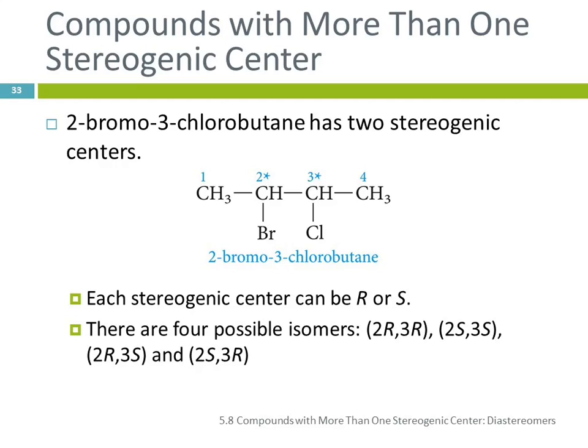Each of them can be R or S. And so then you have 4 different possibilities. So you could have both of them be R, you could have both of them be S, you could have the second carbon be R and the third carbon S, or the second carbon S and the third carbon R. And so you can imagine as you increase the number of stereogenic centers, the number of possible isomers just explodes.